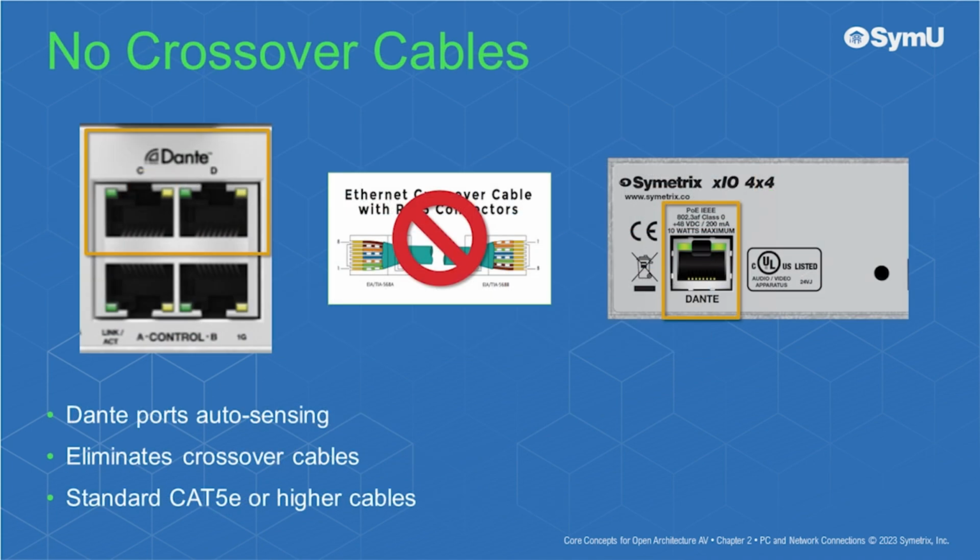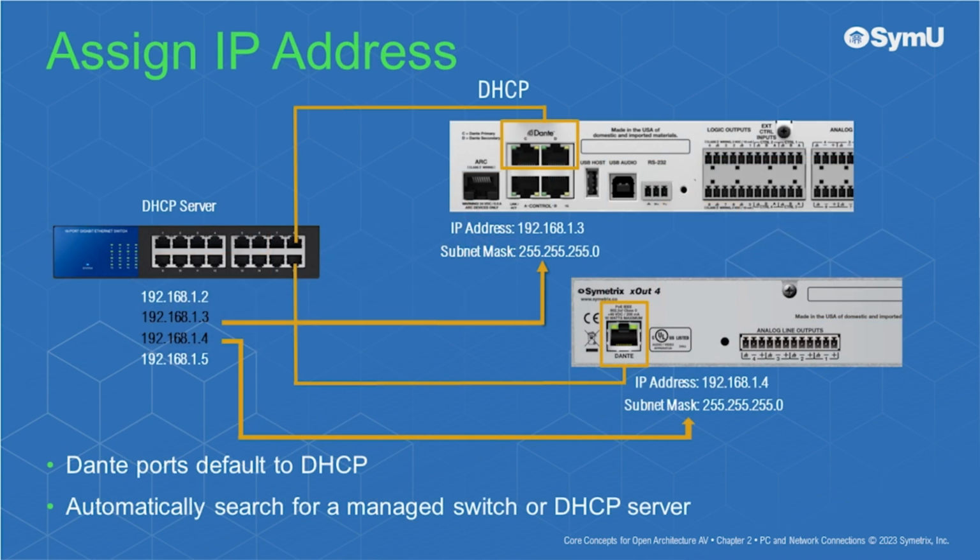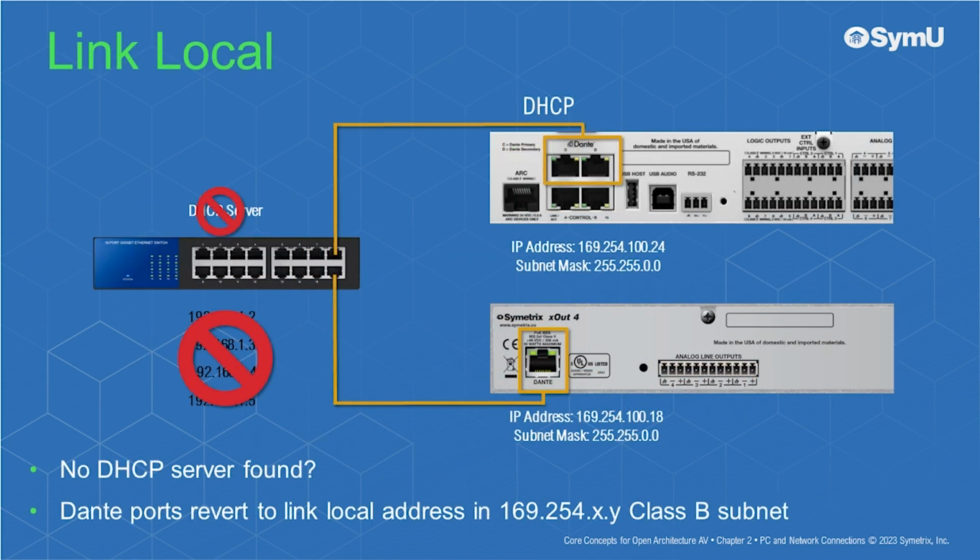Symetrix Dante ports are auto-sensing, which eliminates the need for crossover cables. Standard Cat5e or higher cables will suffice. Dante ports default to DHCP and automatically search for a managed switch or DHCP server to assign them an IP address. If no DHCP server is found, Dante ports revert to a link local IP address in the 169.254 Class B subnet.